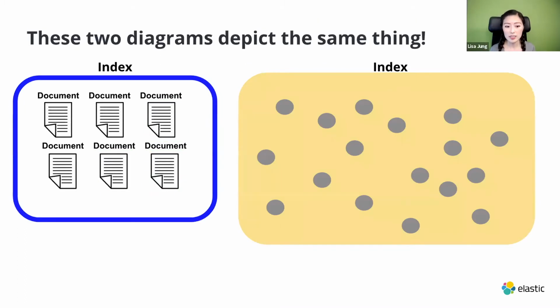On this slide, we have 2 diagrams depicting the same thing. On the left, we have documents grouped into an index, and the same thing is shown on the diagram on the right. The yellow rectangle represents your sample index, and the gray dots are documents contained in that index. I'm going to use the diagram on the right to explain precision and recall. But before we do that, let's go over some terms real quick.